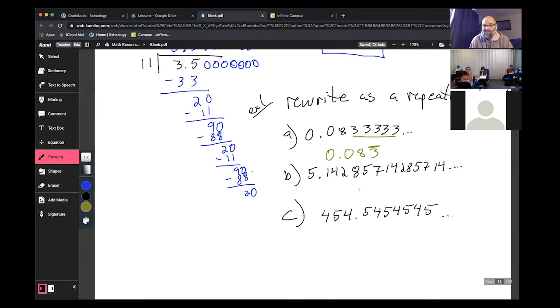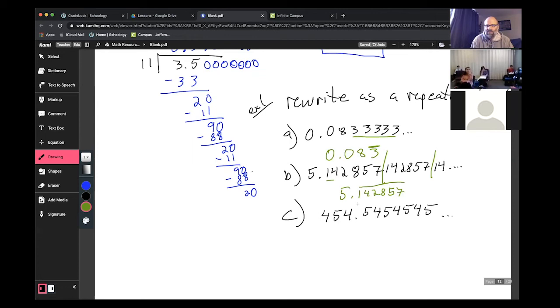All right, B is a little bit harder to see, but I can see that it goes 1, 4, 2, 8, 5, 7, 1, 4, 2, 8. Ooh, there's the thing that repeats right there. So this is where it kind of breaks off, right? So I'm going to say 5.142857, and with the little bar above there. That's awesome. Okay.